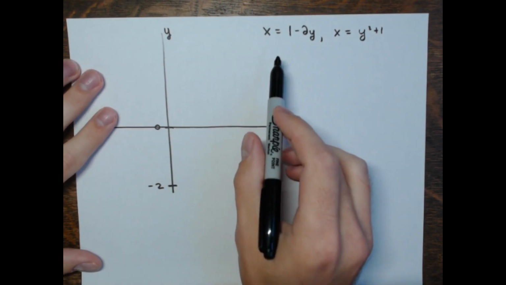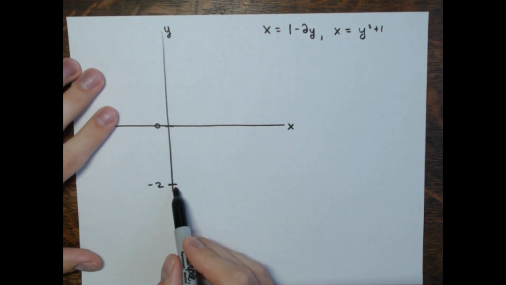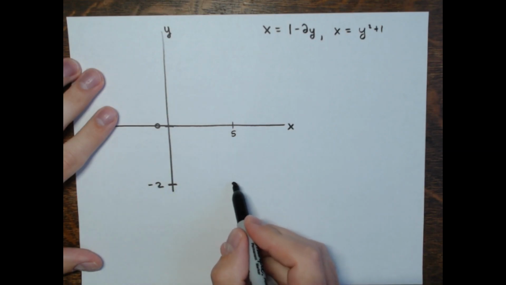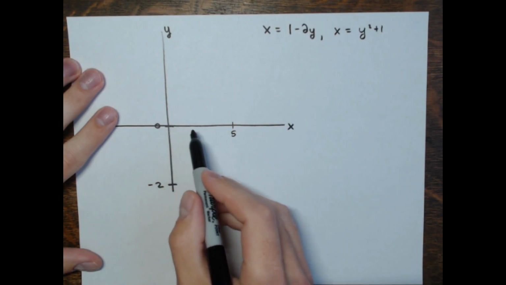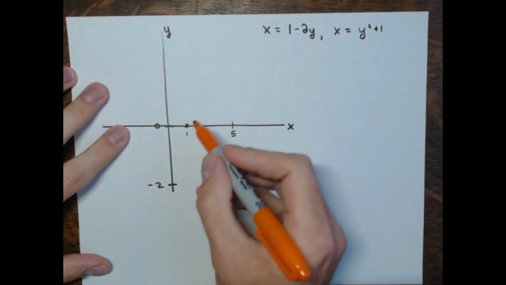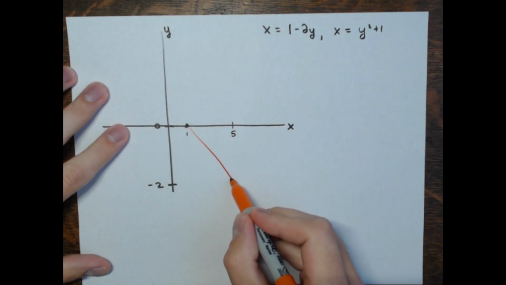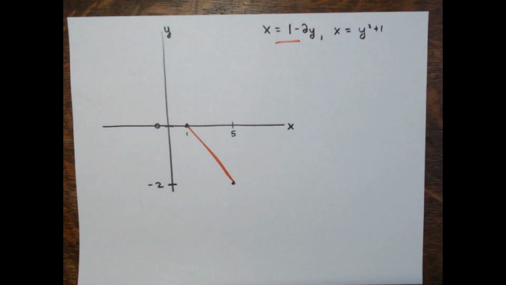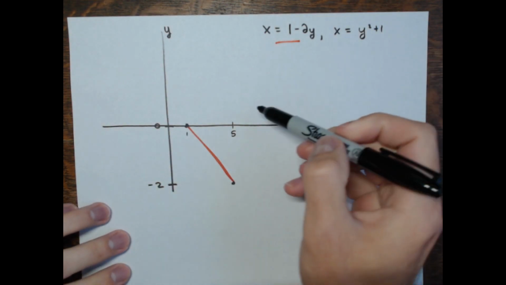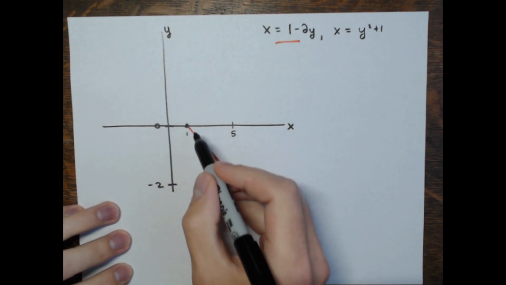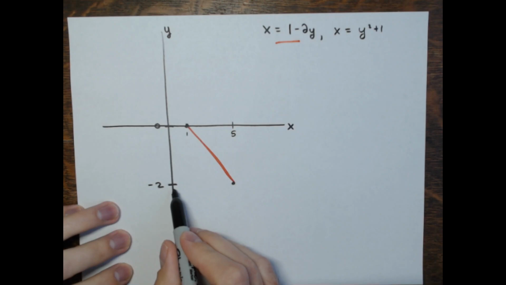All right, so the first curve, when y equals -2, x is going to be 5. So let's put 5 for x, -2 for y. And when y equals 0, x equals 1. So you have 1, 0. And that's just linear, so it's a straight line there. So that's that curve. And then x equals y squared plus 1 is just a parabola opening to the right. When y equals 0, x equals 1 again. When y equals -2, x equals 5 again.